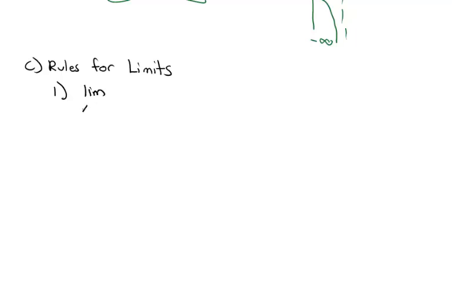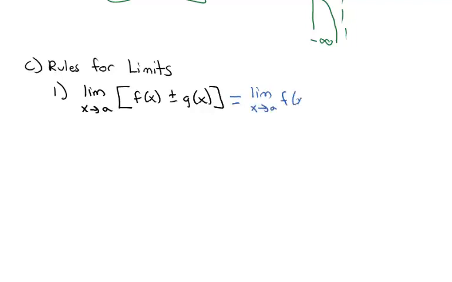Let's say we want the limit as x goes to some number of two things that are added together, f of x plus or minus some g of x. What's nice about limits is we can take the limit as x goes to a of the first piece, f of x, and either add or subtract the limit as x goes to a of the second piece, g of x. So take the limits of the parts and then either add or subtract them together.